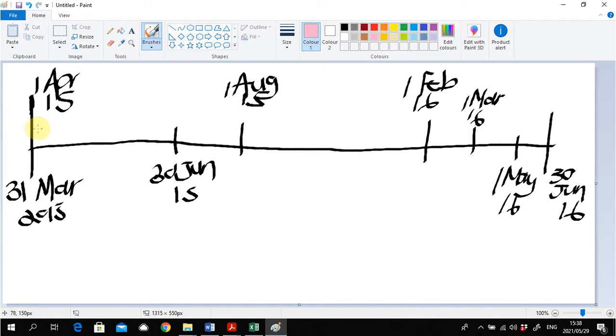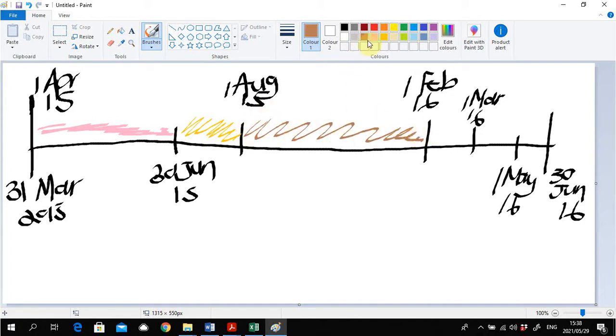The first interval will be between 1 April and 30 June. Then the second one will be between 30 June and 1 August. Then the other interval will be between 1 August and 1 February. Then the second last one would be between, let's just make it another color, 1 February and 1 March. Then we will have 1 March to 1 May. And then the final one will be between 1 May and the year end, which is 30 June.